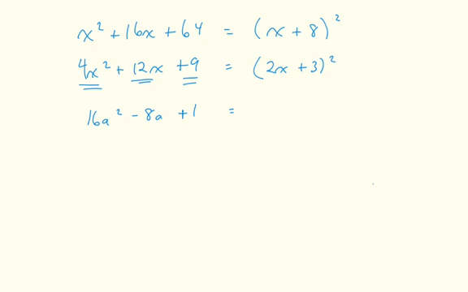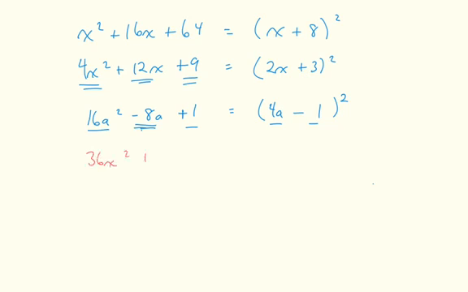There, 16a squared minus 8a plus 1. Now we've got something we can probably work with. 4a is what that is the square of. 1 is what that is the square of. This is a minus 8, so this would be a minus. Check, right? 4a times negative 1 is negative 4. Doubled is negative 8. Looks good.